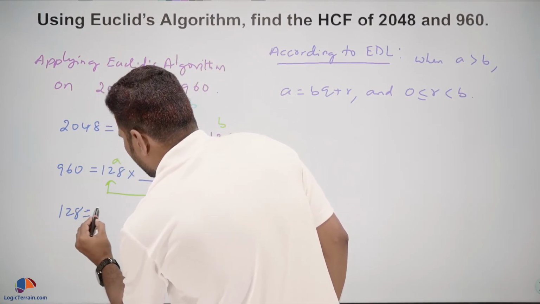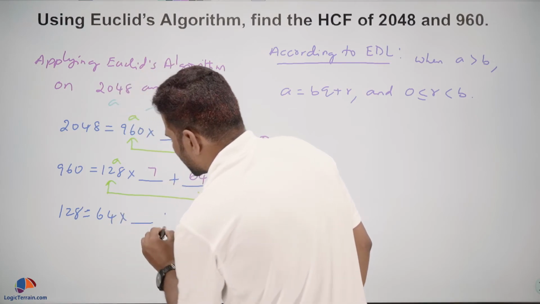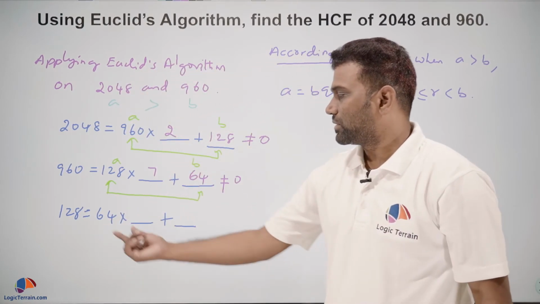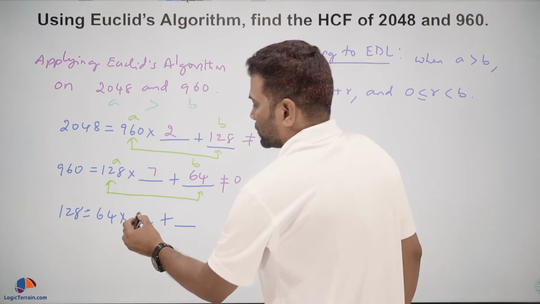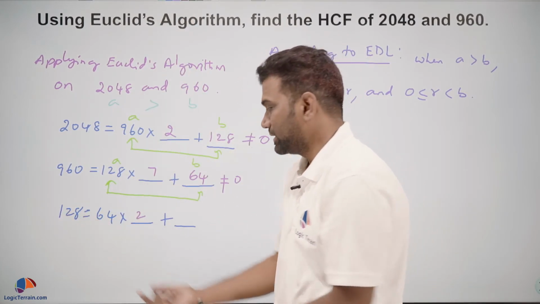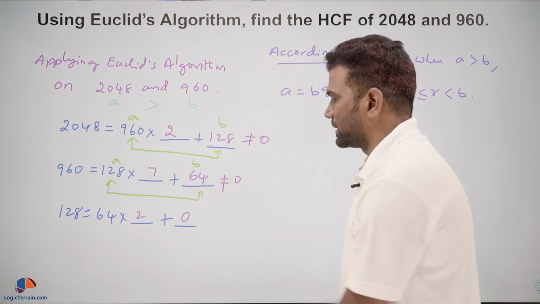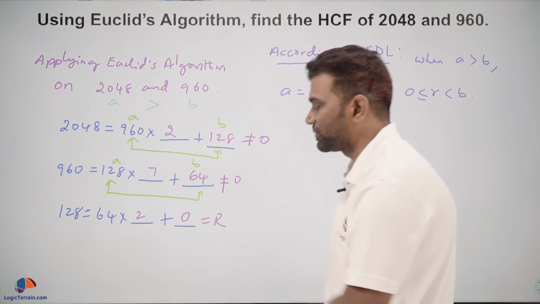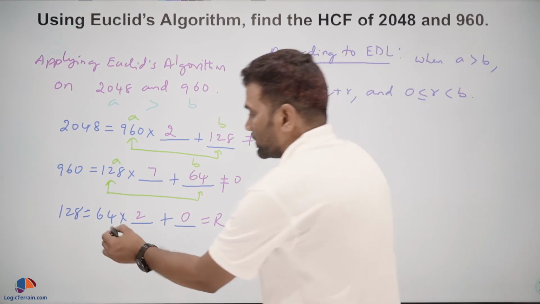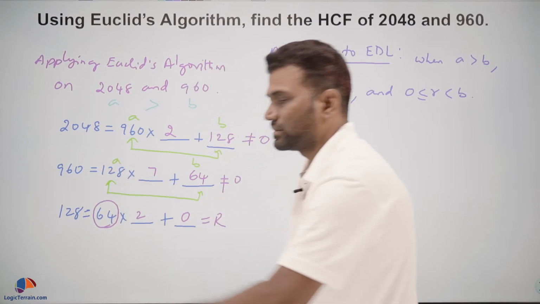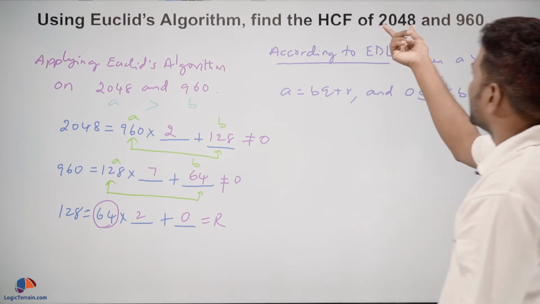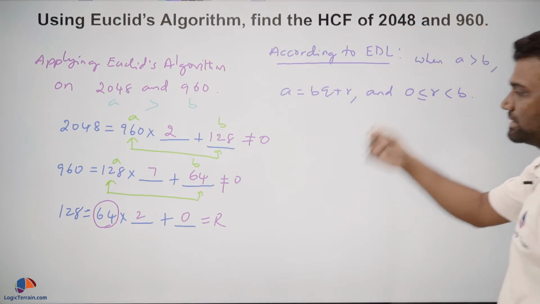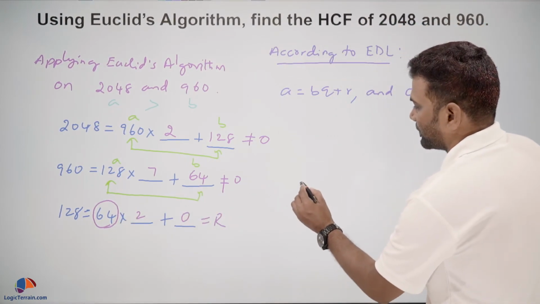Now apply: 128 is equal to 64 into dash plus dash. Now 64 into how many times will it divide? 2 64s are 128. So we got 0 here. So the remainder is 0. Therefore our HCF is 64. Therefore, HCF of 2048 and 960 is 64.